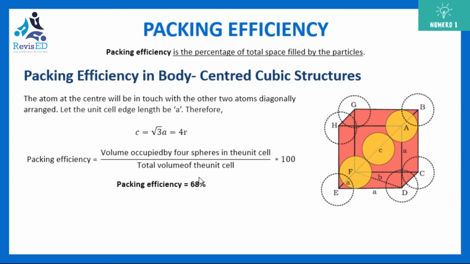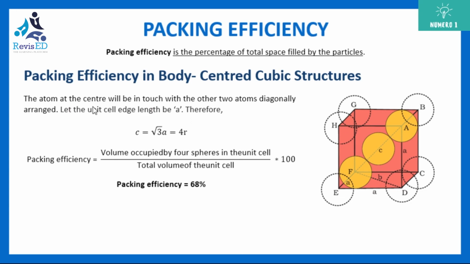Now, if you know packing efficiency is 68%, you can also calculate the percentage of void space. So void space will be simply 100 minus 68. You get void space in case of BCC is 32%. So just 100 minus packing efficiency gives you the void space present, that is the empty space present inside a cubic lattice.